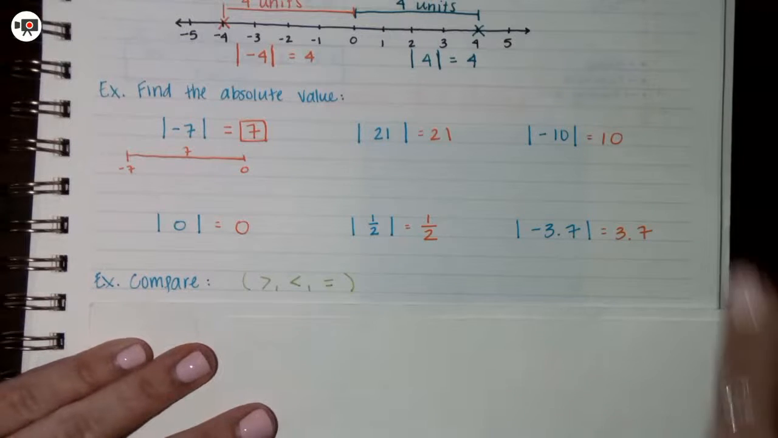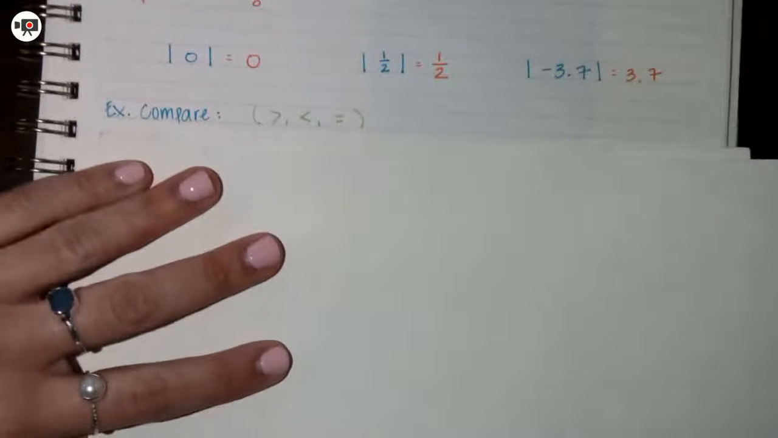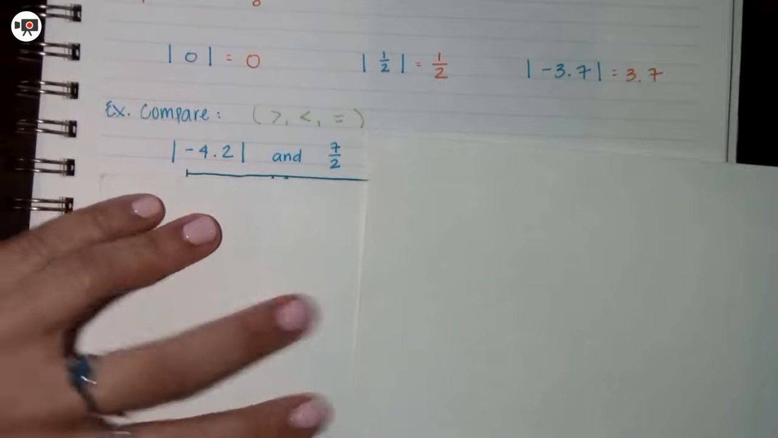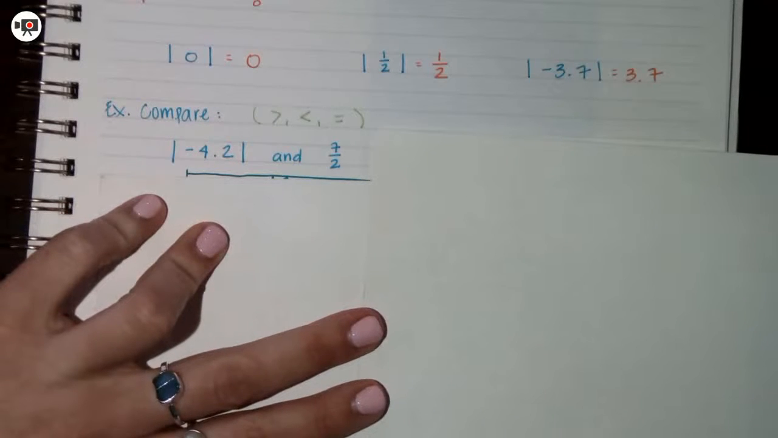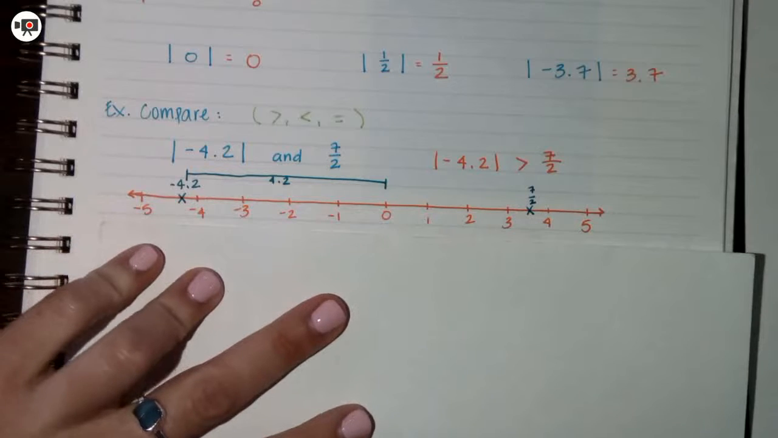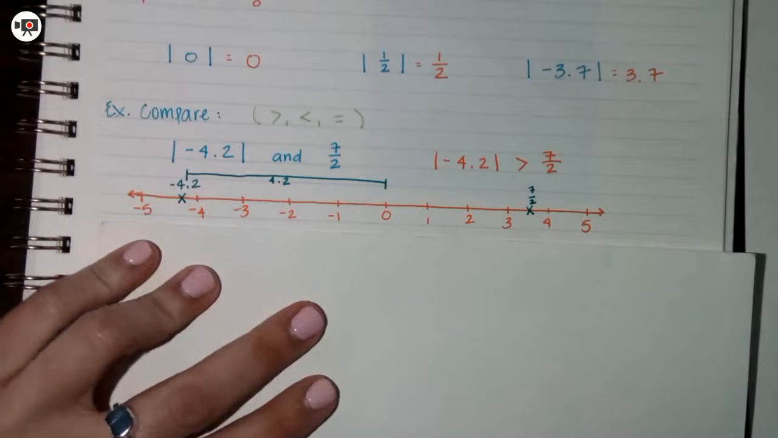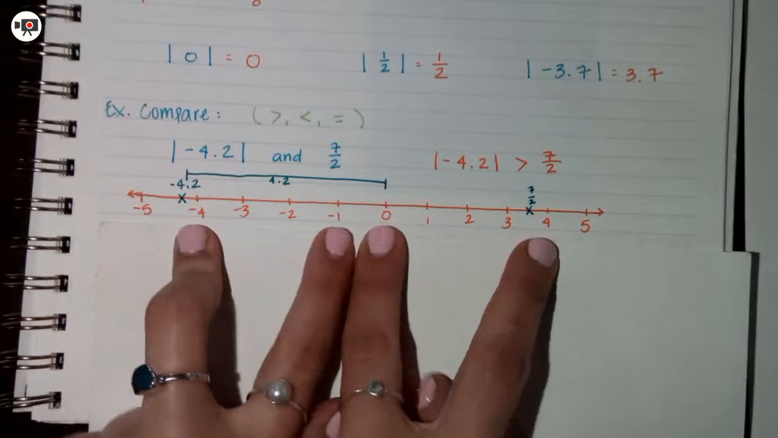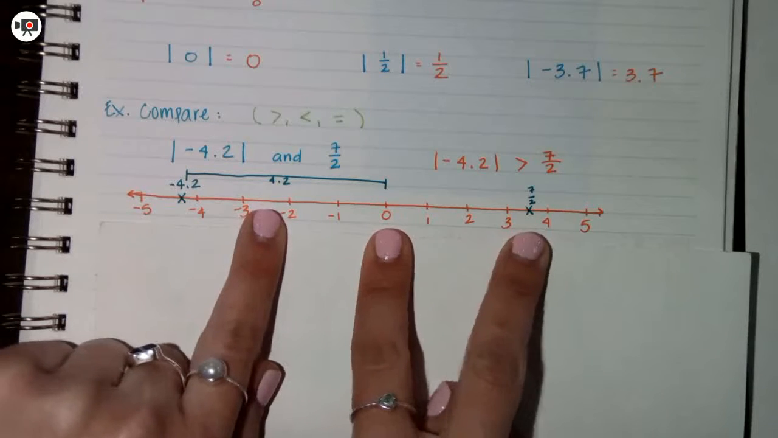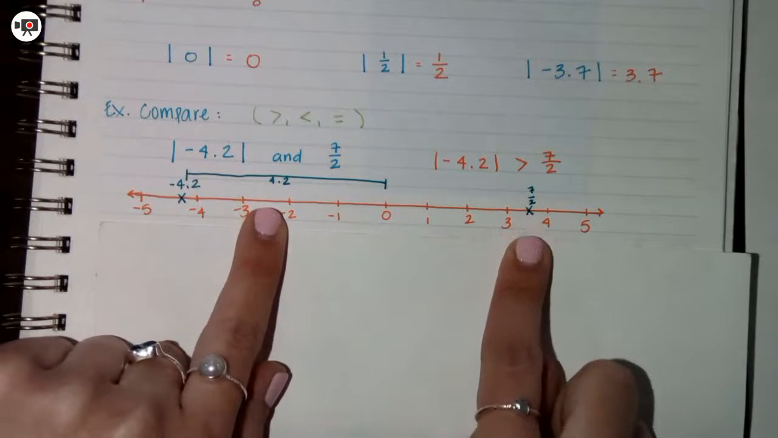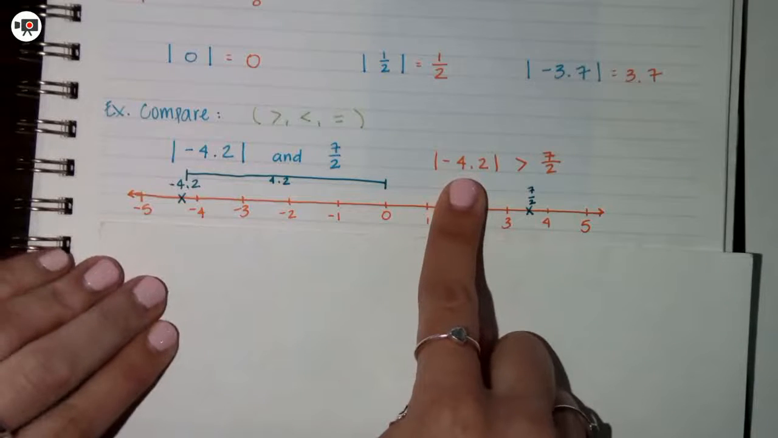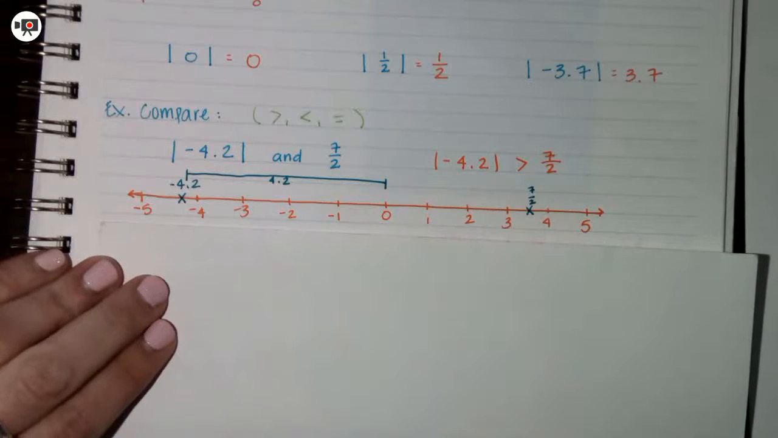Now we're going to compare with less than, greater than, or equal to. If I compare the absolute value of -4.2 and 7 over 2, I'm going to make a number line and put them each on there. Now I'm seeing which one has a greater distance from 0. 4.2, or 3.5. So the absolute value of -4.2 is greater than 7 over 2.